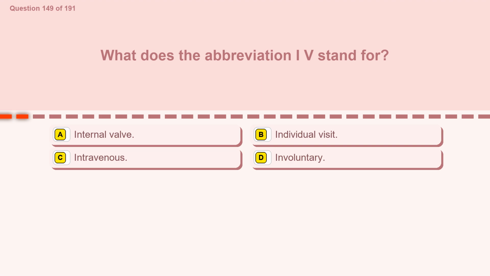Question 149. What does the abbreviation IV stand for? Option A, internal valve. Option B, individual visit. Option C, intravenous. Option D, involuntary.